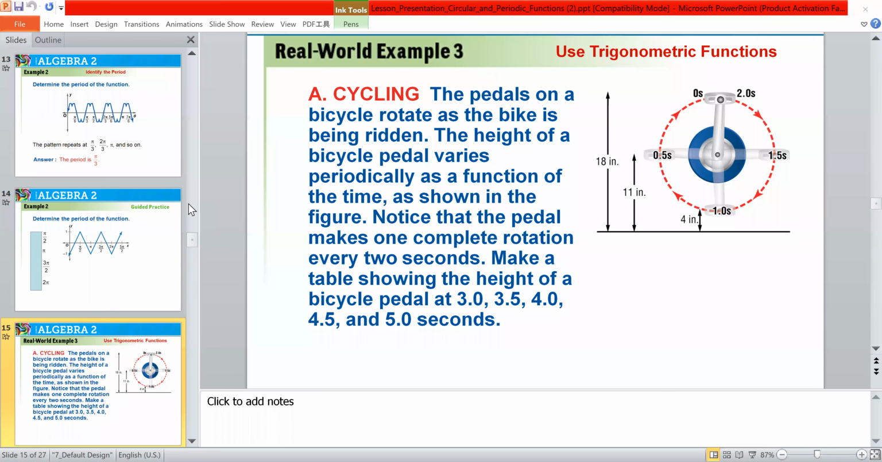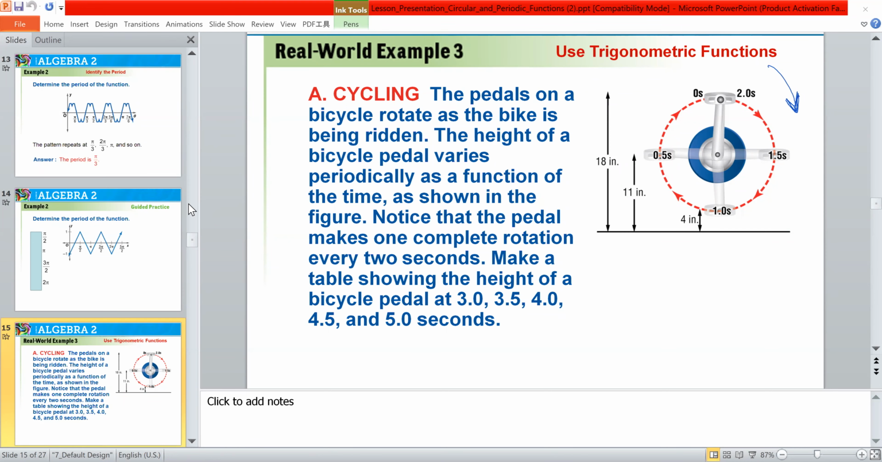So as you see, this is a pedal of a bike, and this pedal goes clockwise or anti-clockwise, Al Walid? Clockwise. Excellent. So it goes in this direction, and you see in the drawing it goes clockwise. And he gave us that we make a complete rotation in 2 seconds. So it means our period here is 2 seconds.